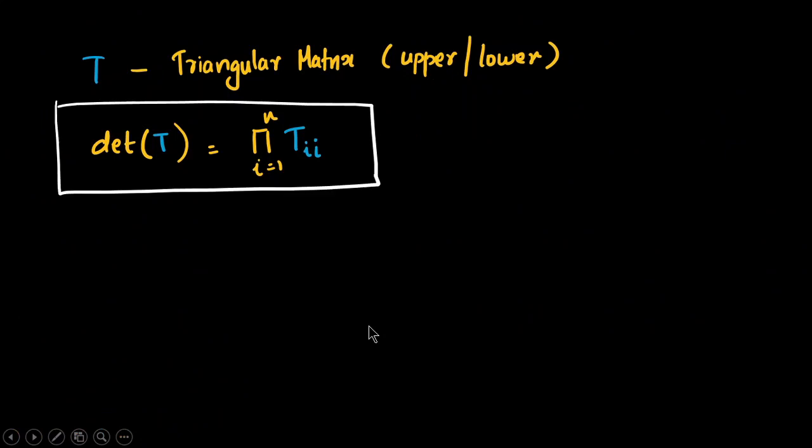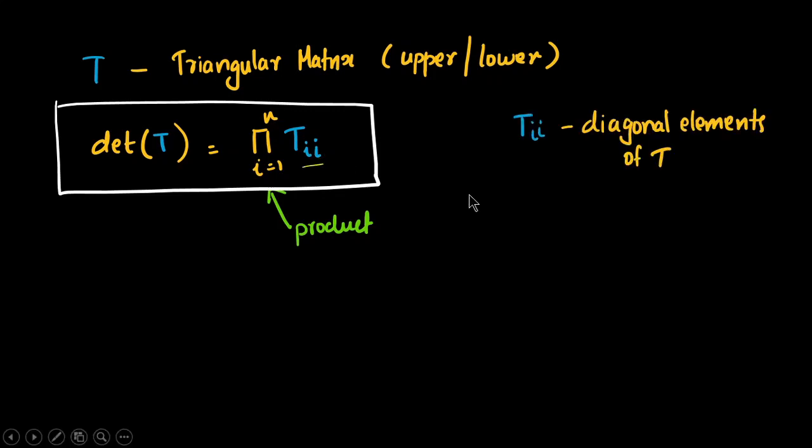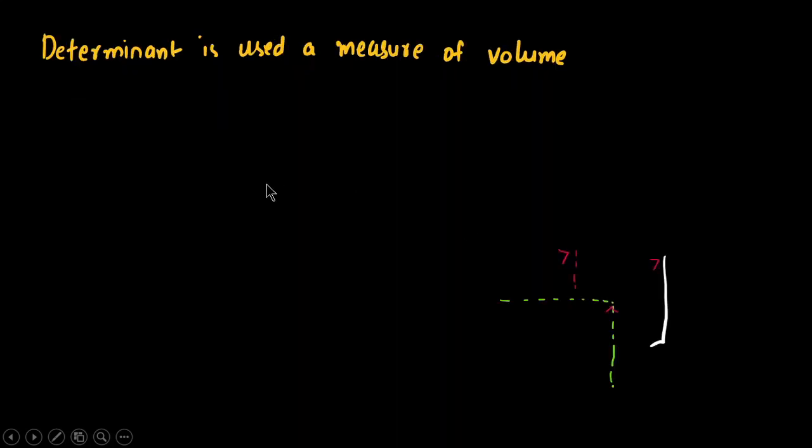And the triangular matrix is represented with the capital T. It can be either upper or lower triangular. And the determinant of this triangular matrix is equal to the product of T_ii. This symbol is the product symbol. Okay, product of i equals 1 to n of T_ii. So what is T_ii? T_ii is the diagonal elements of the triangular matrix. Okay, so this represents the product of all the triangular matrix's diagonal elements.